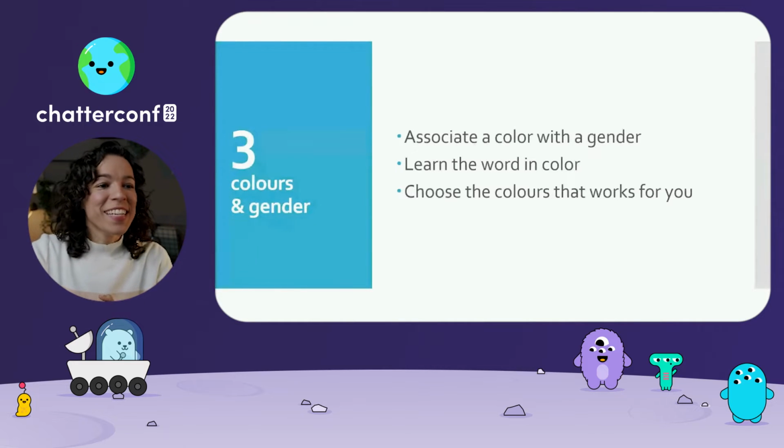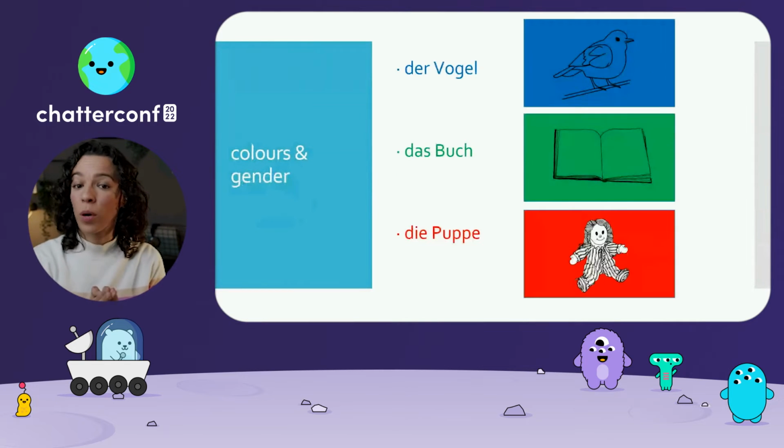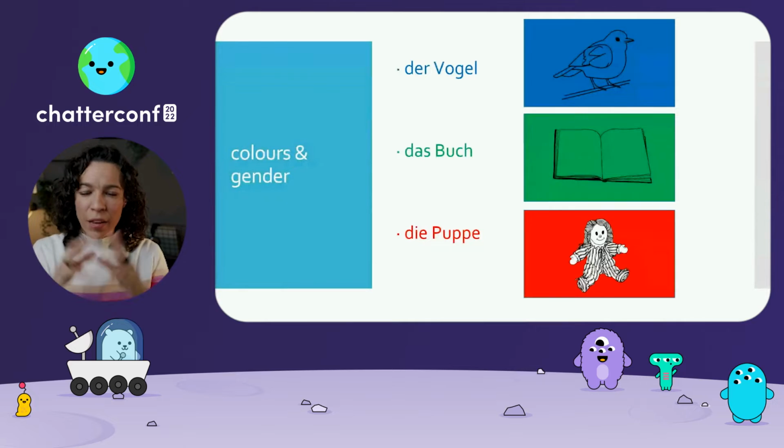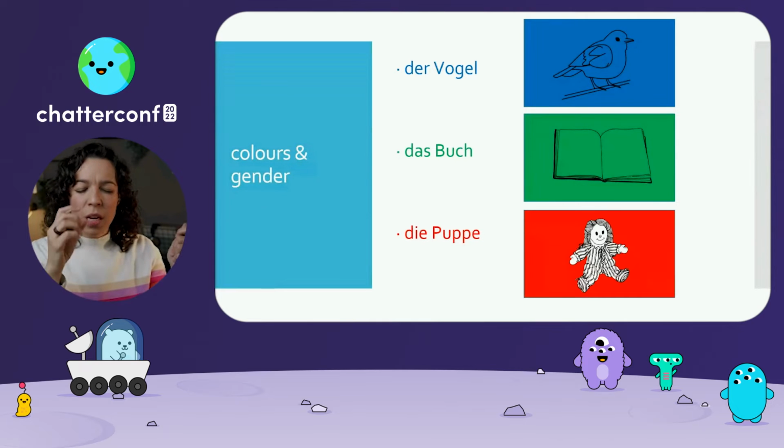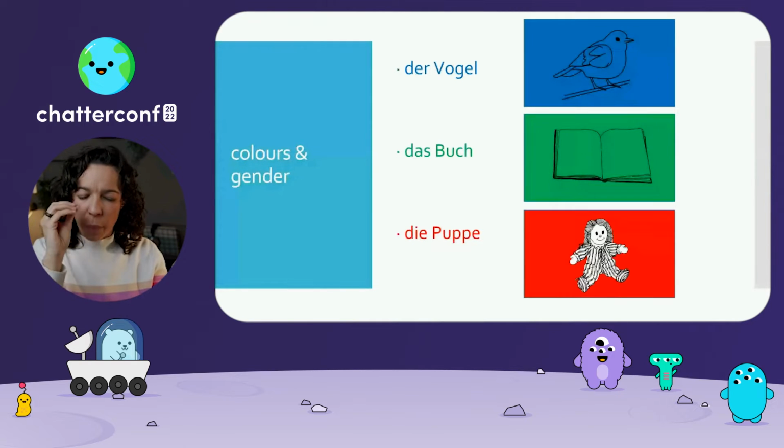Oh, God. So I'm going to show you an example of how I was learning German when I was a kid. Der is masculine, blue. Das is neutral, green. And die, red, feminine. So if I close my eyes, I can still see the cards that my teacher would show me, and I can still see the image of the bird, of the book, and of the doll. I can still see it.